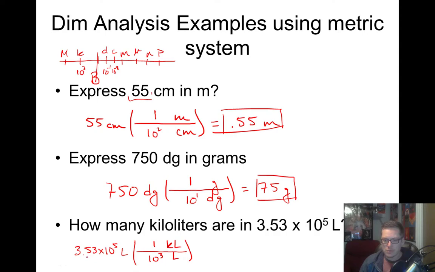So this is 3.53 times 10 to the 5th divided by 10 to the 3rd. 10 to the 3rd is the same as 1,000, right? When dividing exponents, they get subtracted, so this becomes 3.53 times 10 squared. Then we check our sig figs. We only look at the coefficient, so this has 3 sig figs and this has 3 sig figs, we're golden. Our units here would be kiloliters.